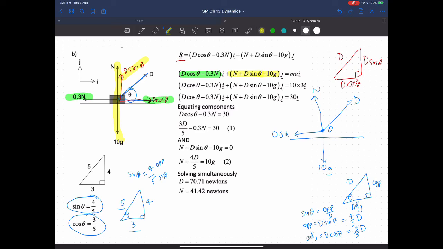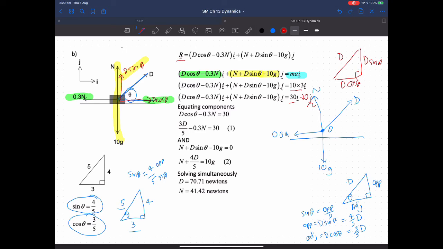We know R equals ma, so that is equal to mass times acceleration, and we know the movement is in the i direction because acceleration is in the direction of movement. Okay, so what are we now going to do? We know the mass is 10, we know the acceleration is 3, 10 times 3 is 30. What we actually have is 30i plus 0j.